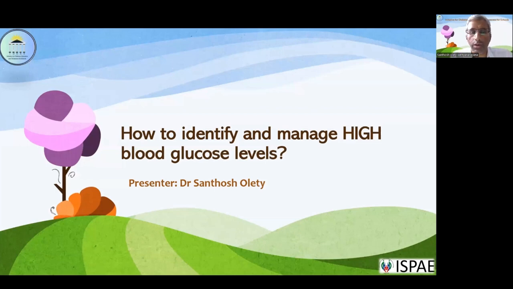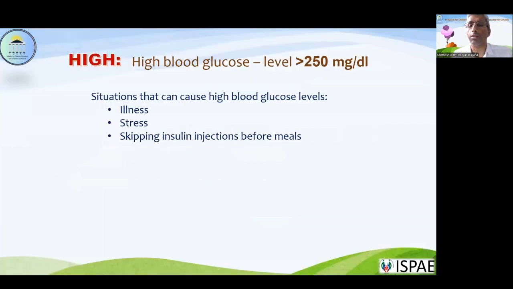So here we'll be looking at how to identify and manage high blood glucose levels. So how do you define high blood glucose levels? So for all practical purposes, any blood glucose levels above 250 milligram per dL are defined as high blood glucose levels. There are certain situations which are commonly experienced in our day-to-day work. Some of them are listed here.